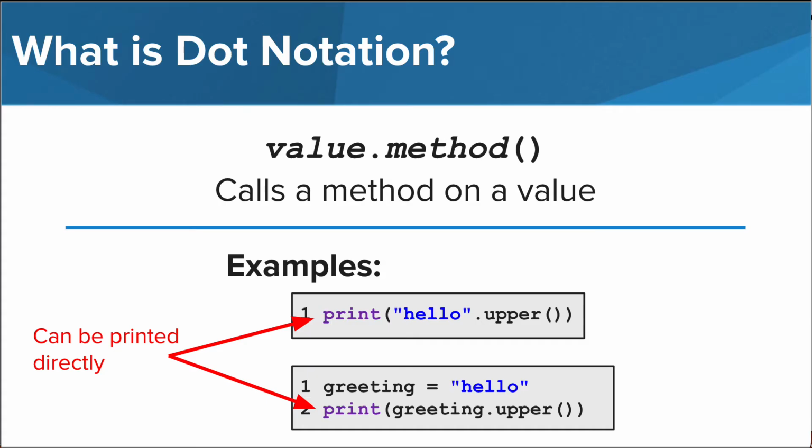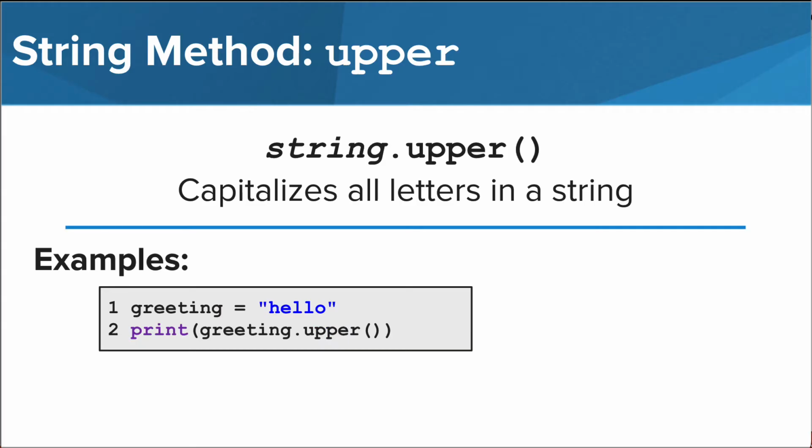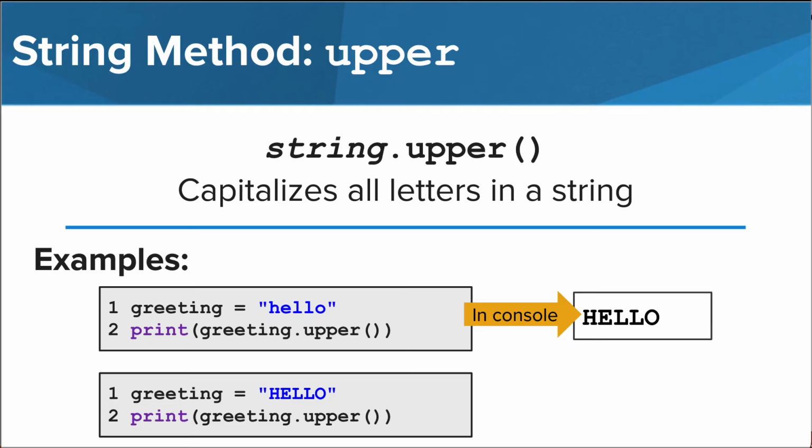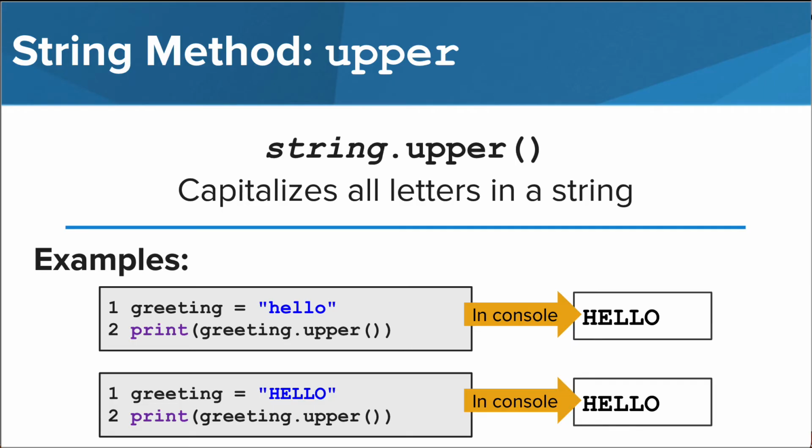Now let's learn what that upper method actually does. The upper method will capitalize all the letters in a given string. If we have this variable greeting with the string hello written in lowercase letters saved inside, and we call the upper method on it and print the result, we will see that the string will be printed in all capital letters. So what if our string used all capital letters to start? What would change? Actually, nothing changes here. If the text is already in all caps, it will remain in all caps when the upper method is called.